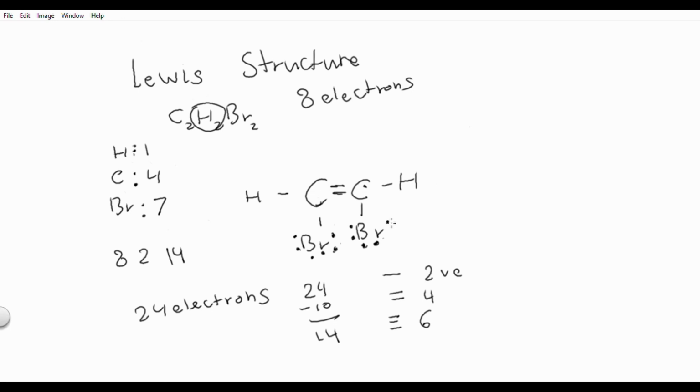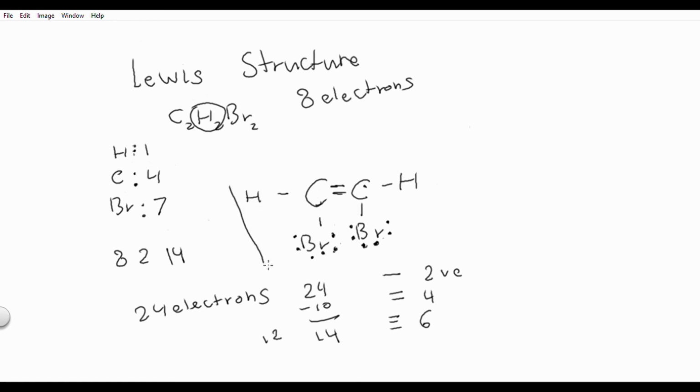And that gives us 2 more. Since 1, 2, 3, 4, 5, 6, 6 means 12. We have 12 remaining. So we have 1, 2, 3, 4, 5, 6 on one side, 1, 2, 3, 4, 5, 6 on the other side, and bromine is happy because it has 8. Carbon, 1, 2, 3, 4, has 8 valence electrons, so it's also happy. Hydrogen, completely useless, no one cares about them, they're always happy.